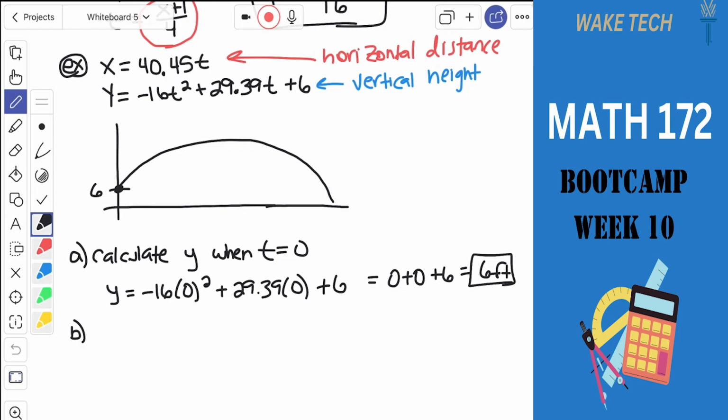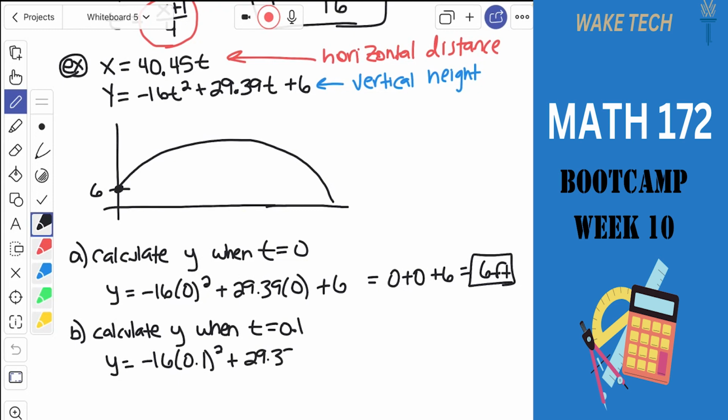B is about the same question. B asks, what is the height after 1 second? Or after 0.1 seconds. What that's requesting from us is, again, to calculate y when t is 0.1. So the exact same question, just we have a different time now, but it definitely works the same way. Negative 16 times 0.1 squared plus 29.39 times 0.1 plus 6.